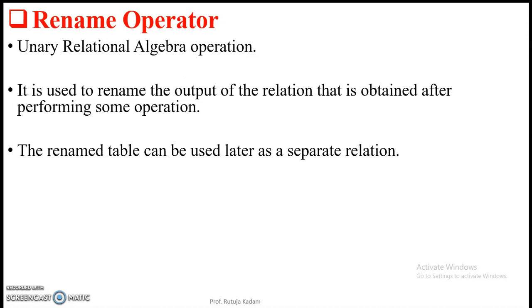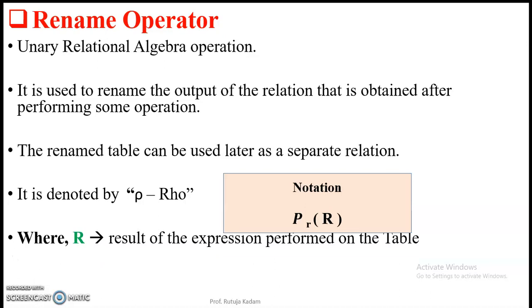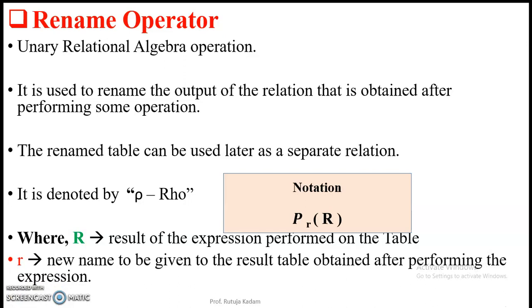So whatever table we have obtained from putting the condition to the original table, that can be renamed and can be used later. It is denoted by the rho symbol and its notation is rho, small r and capital R. Now what is this small r, capital R? So R is the result of the expressions that are performed on the table, and r is a new name which is to be given to the result table that we have obtained after performing some expression to the original table. So let us see this in the next slides.